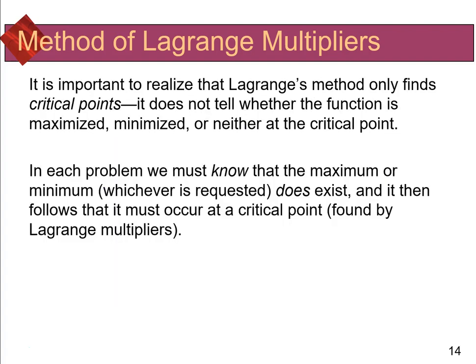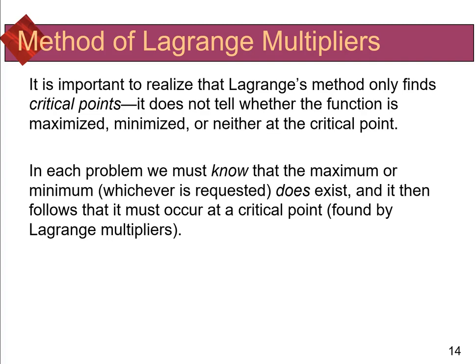Here's some of the issues about Lagrange multipliers. The Lagrange method only finds critical points. It doesn't tell you what they are. Whereas we had methods beforehand that we could find the critical points, and then we could determine using a d-test if it's a maximum, a minimum, or a saddle point. The Lagrange method doesn't do anything about that.